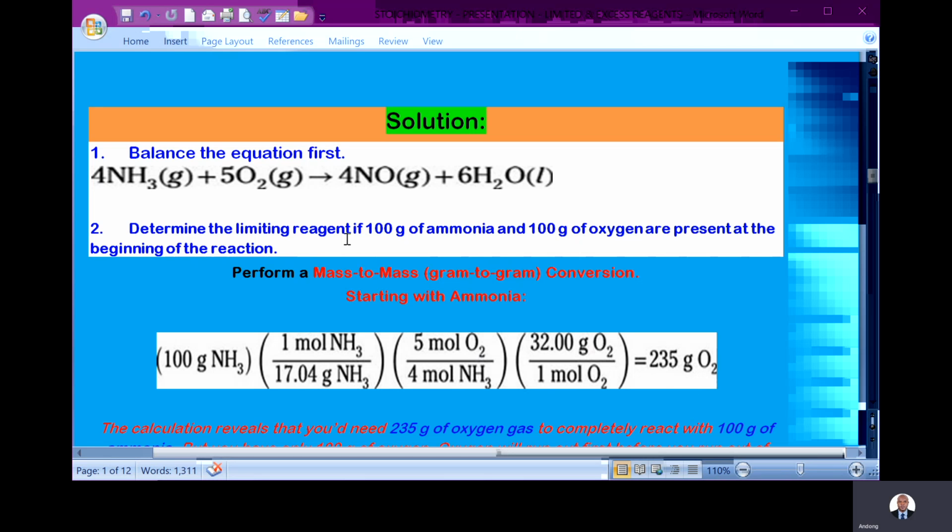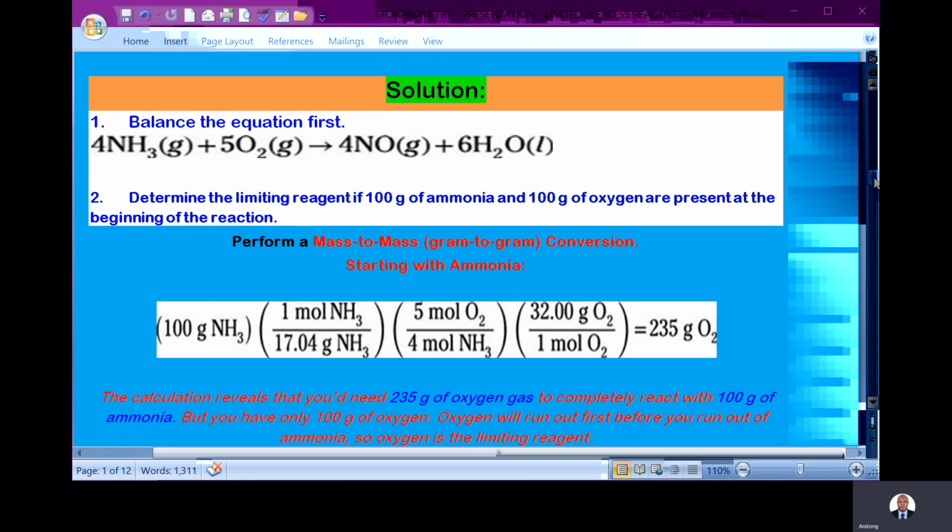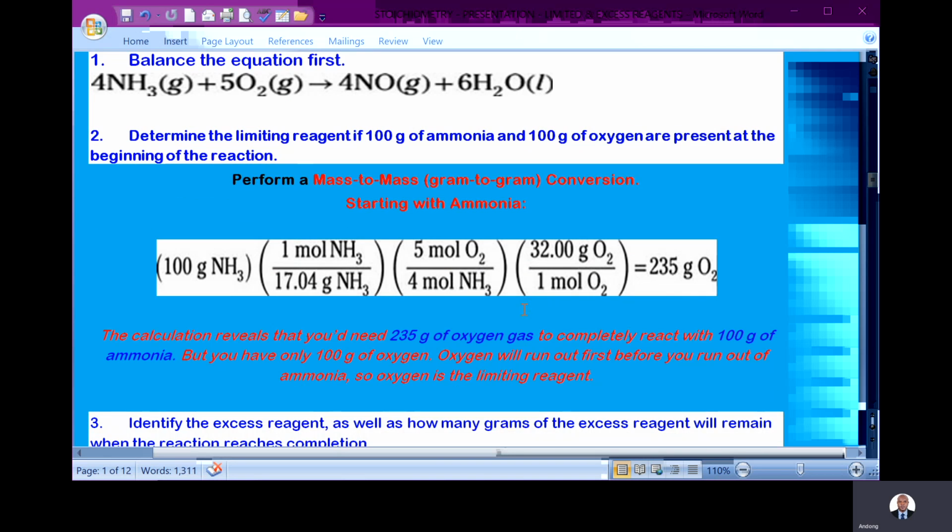But in the equation, they said 100 grams of ammonia reacting with 100 grams of oxygen. If we compare the values, for this reaction to go to completion, it will require a total of 235 grams of oxygen. But we were given only 100 grams of oxygen. In this case, oxygen is less than what the equation requires. So we consider oxygen to be the limiting reagent.